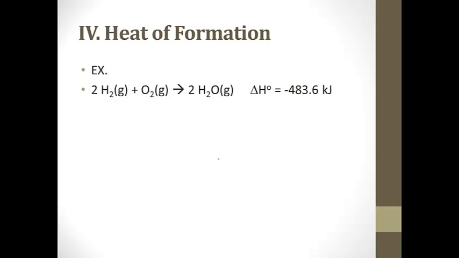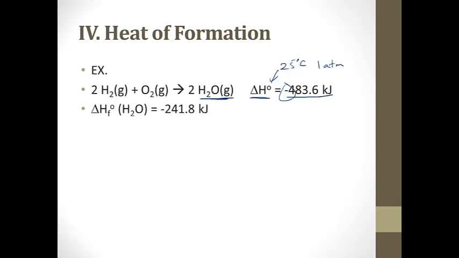So here is a reaction: hydrogen gas plus oxygen gas yields water gas, water vapor. The naught, again, doesn't mean anything special except it's at 25 degrees Celsius and 1 atmosphere. The heat of reaction for this reaction is negative 483.6 kilojoules. Again, the negative means it's exothermic; heat is a product of this reaction. Now, if you look up the heat of formation for water, it's negative 241.8 kilojoules. Notice the relationship between this value and that value. It looks like it's about half as much.